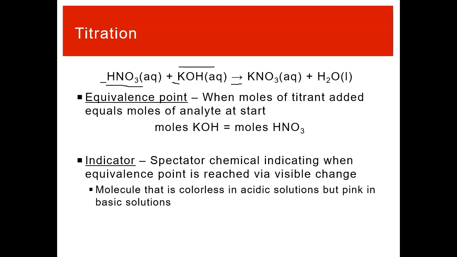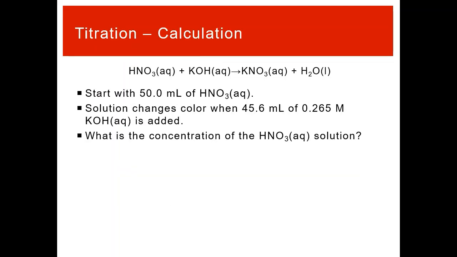Think about this solution: it starts with only HNO3, so you'd have a very acidic solution. You are adding base to it. You could have an indicator molecule that changes color from being in an acidic solution, a pH less than 7, to a different color when it goes to a pH greater than 7 in a basic solution. That's the idea of what an indicator does. It changes in some way, so that you can see when you have reached the equivalence point.